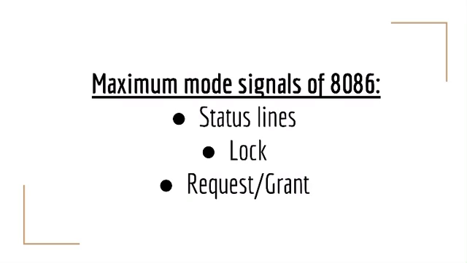Next we have the request and grant pins. These pins are used by other local bus masters to force the processor to release the local bus at the end of the processor's current bus cycle. These lines are bidirectional and used for both request and grant operation. They have a higher priority than the HOLD pins. So these are the maximum mode signals of 8086.